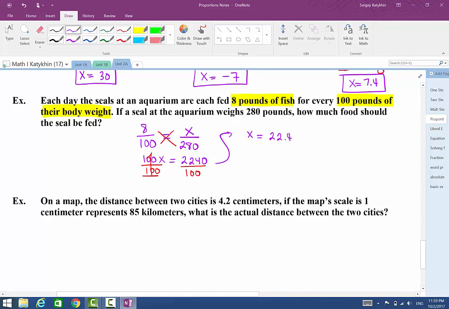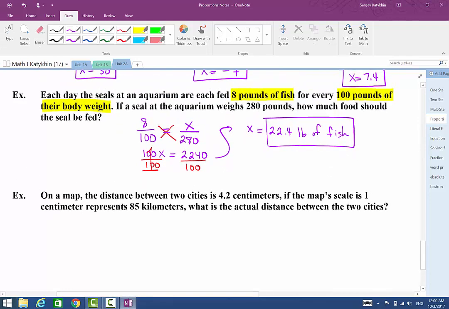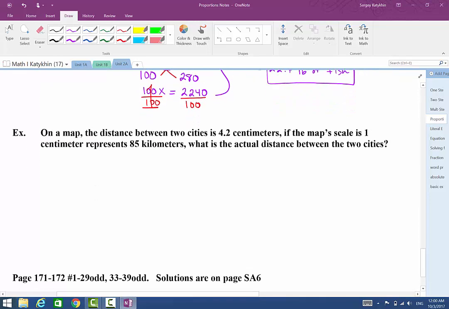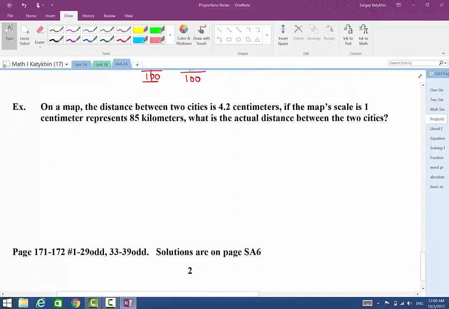22.4. Now what does 22.4 represent? That represents pounds of fish. Remember, pounds of fish. What this means is that if a seal weighs 280 pounds, we have to give him 22.4 pounds of fish if that seal is to survive in that aquarium. That will be the adequate amount of food for that seal. Alright, let's look at our next example.